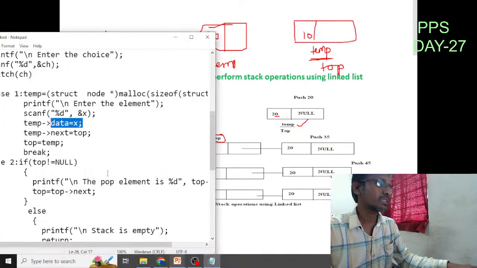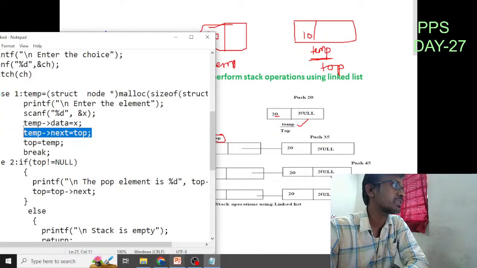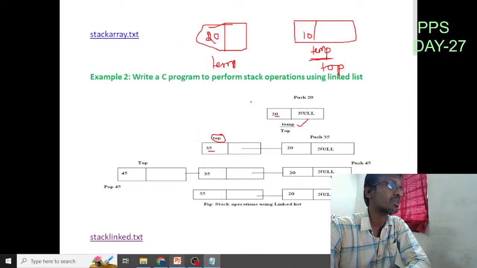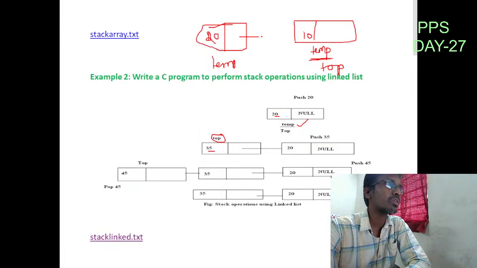Next, after that, what do you have to do? Now this line will execute. So temp points to next is equal to top. This is the top of the stack, so 10 is the top of the stack. Okay, is it clear what I am saying? So you store temp points to next is equal to the top node. Now I'm going to connect from temp points to next to the top element.